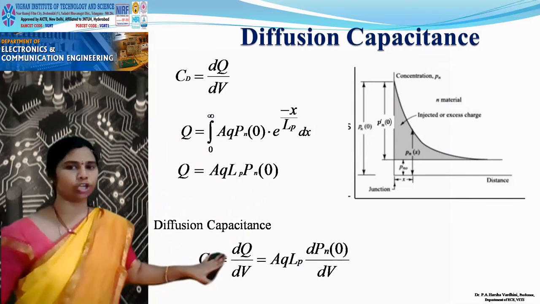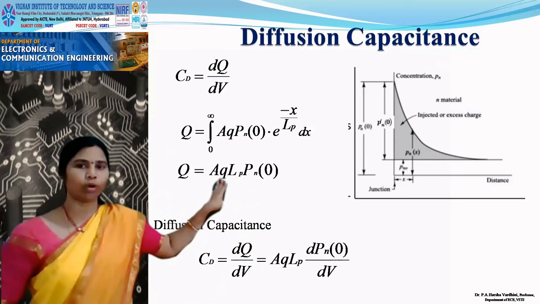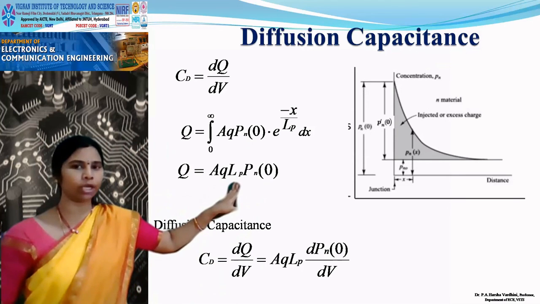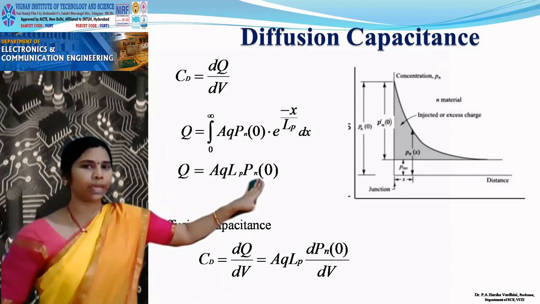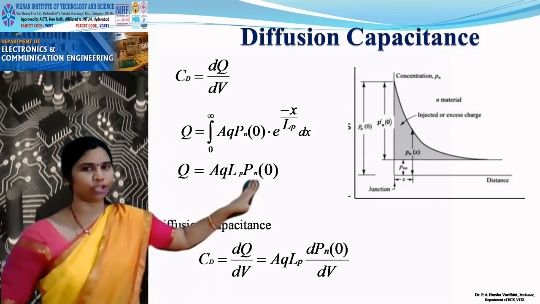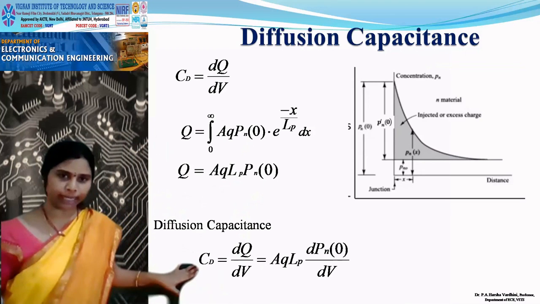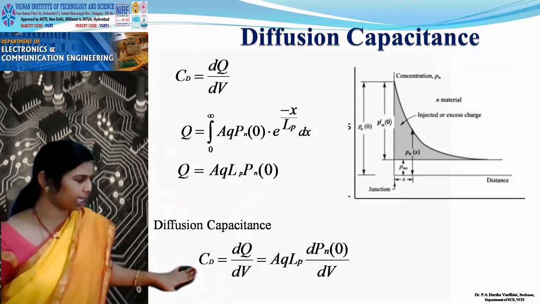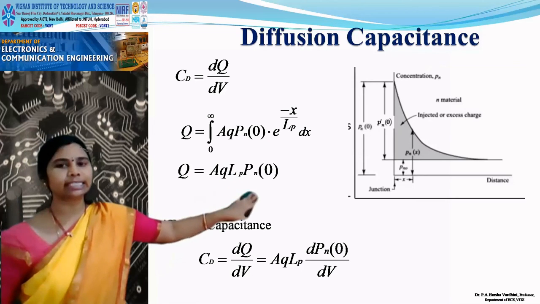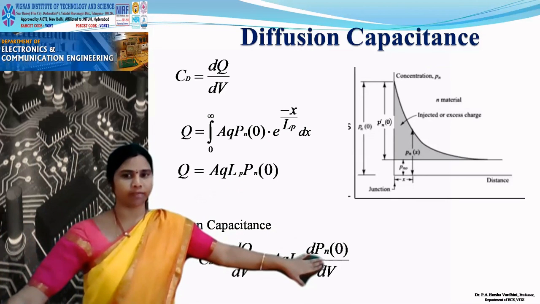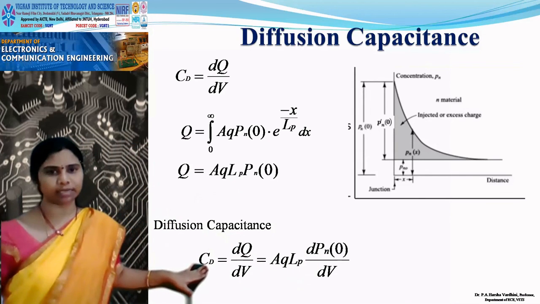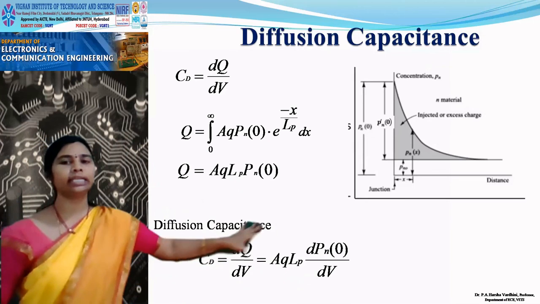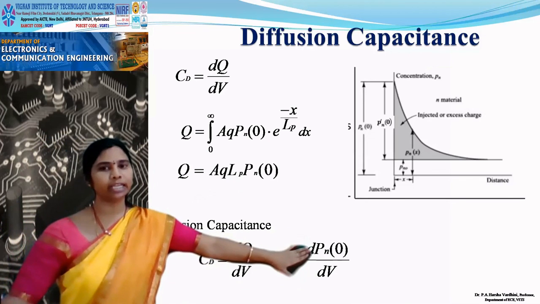What will you get? CD is equal to dQ by dV, which is equal to, what are the terms you see? A, Q, LP, all are constants, into the charge value Pn of 0. So you can differentiate this value, which is dPn of 0 by dV. If I want the diffusion capacitance CD, then I should derive dPn of 0 by dV. If I get this value, then I can get the diffusion capacitance value. So let us derive this value first. How can I derive this value?